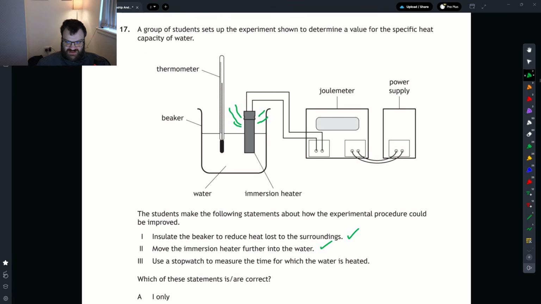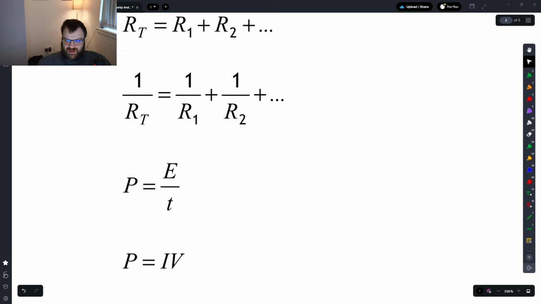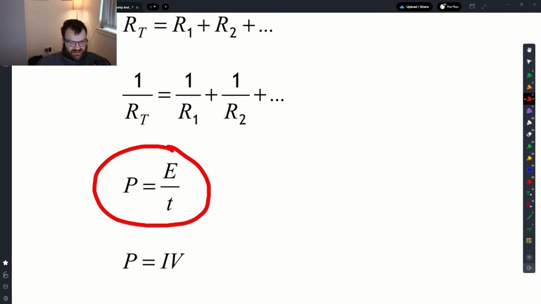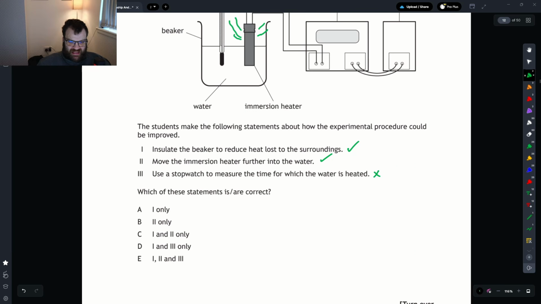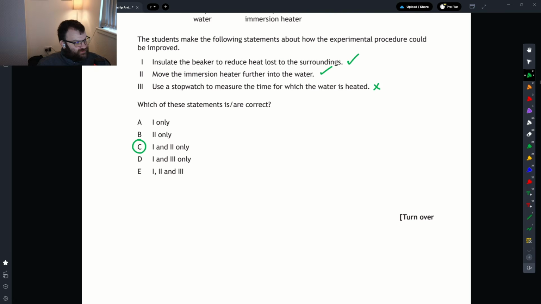Use a stopwatch to work out. Well, if you're working out the energy supplied to the heater using power equals energy over time, then yes, you would want to have as accurate a time as possible. But they are using a joule meter, which is going to work out the energy supplied straight away. So we're not relying on a calculation. So in this particular setup, that wouldn't make a difference. Meaning 1 and 2 are correct, giving you an answer of C. So in some situations when you're calculating the energy, you'd want to have the most accurate time you can. This one, it wouldn't actually make a difference.